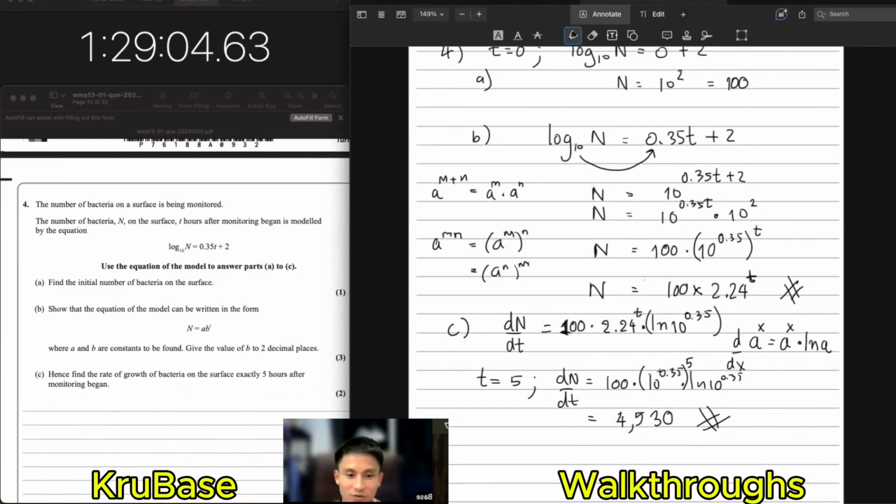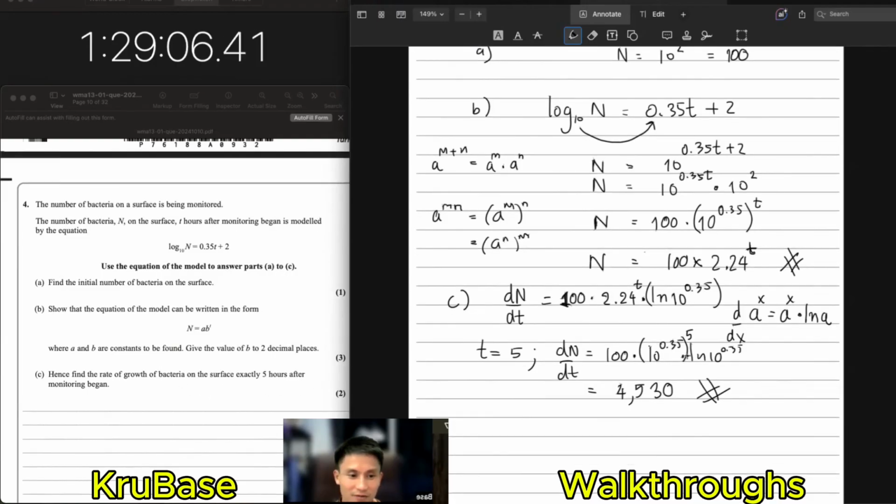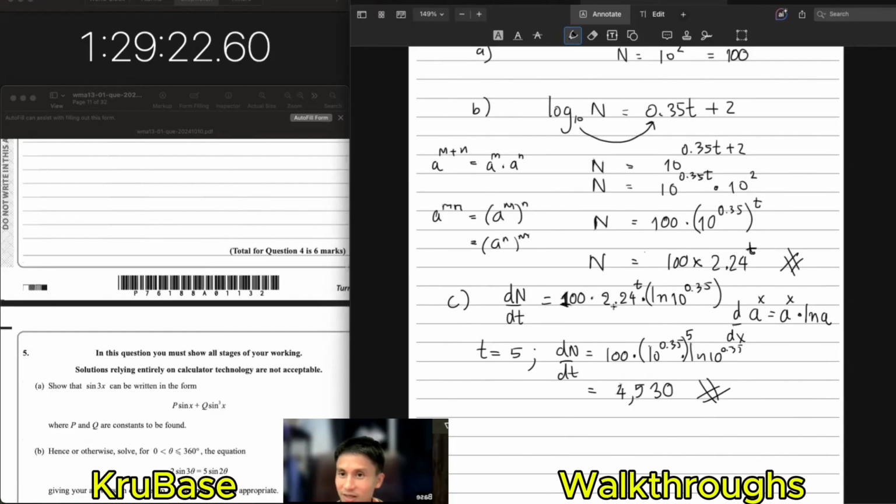Hence find the rate of growth. Okay, after 5 hours. So that is the rate of growth, but you need to differentiate that. You get ln of ln of that. Yeah, I try to make everything exact here, so I don't want to miss any precise answer there.